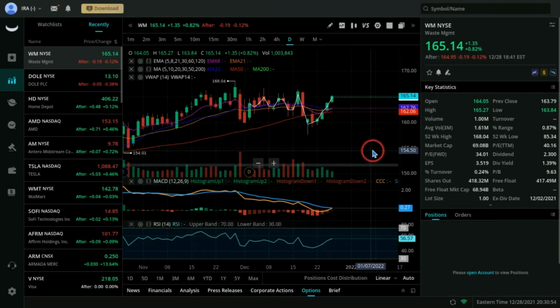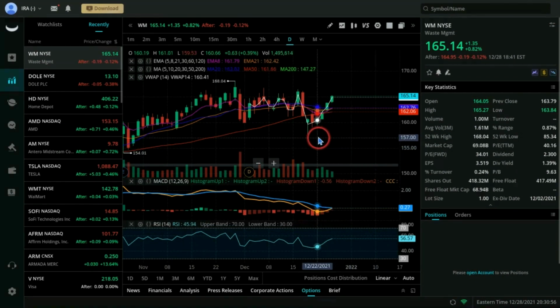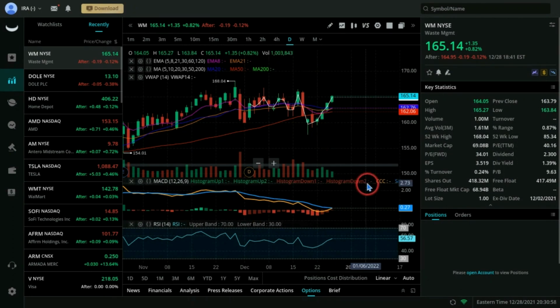Okay, let's go through a few examples on using our charting techniques to find option picks. So we got Waste Management here. The first thing we're going to do is get our support and resistance.